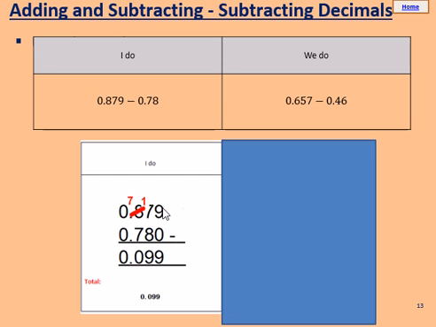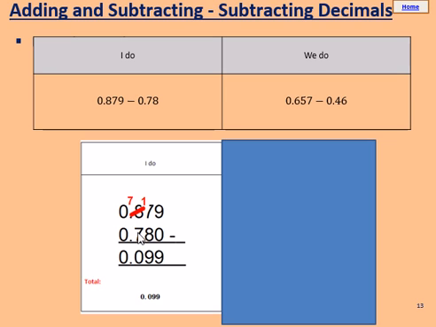So again, we use our column, we write them above in a column, and we're going to subtract. 9 take away 0 equals 9. Now this is the part to be careful of, because here we've got a 7 and we're taking away an 8. 7 take away 8 would put us into the negative numbers. We don't want that. So we're going to borrow a 1 from the 8. So we change this 8 to a 7 and we borrow 1. So we now have 17 here. 17 take away 8 equals 9.